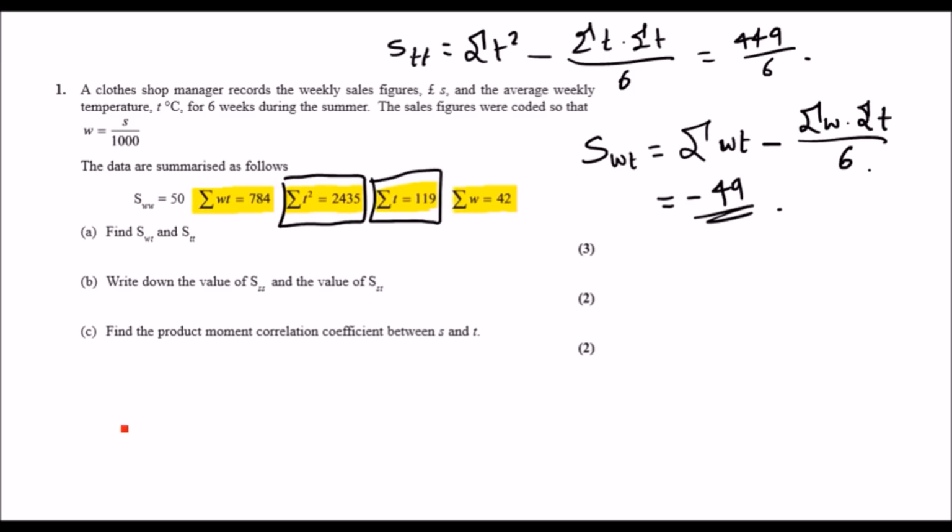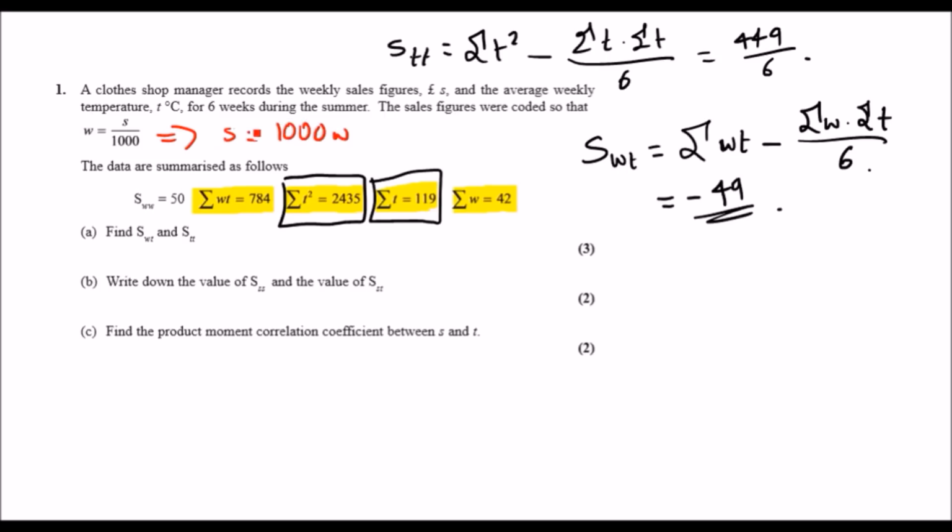Right, part B. Write down the values of SSS and SST. Okay, this one's a bit different because you're not actually given any data about S in general. In fact, the only thing that's relevant is the coded value here. And yes, we do need to use this one, as the key idea is to manipulate this and use it as a substitution. So first things first, let's make S the subject here, yeah? We should get S equals 1,000 W.